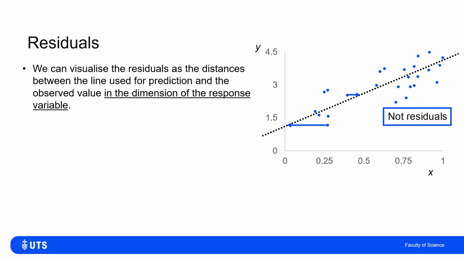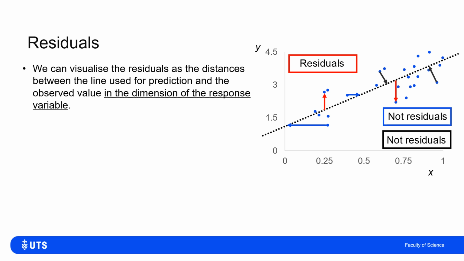I don't think many people think of that as the residual, but the one which many people do get wrong is just measuring the shortest distance to the line. So measuring at right angles to the fitted line, but that's not the residual either. The residual is measured in the y direction, in the response direction. So the red arrows, as drawn here, the ones that go straight up and down between the line and the point, are our residuals.